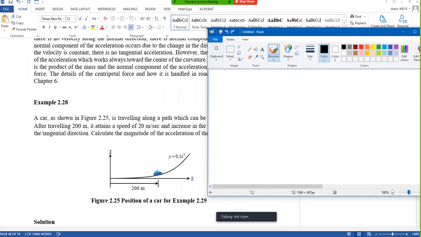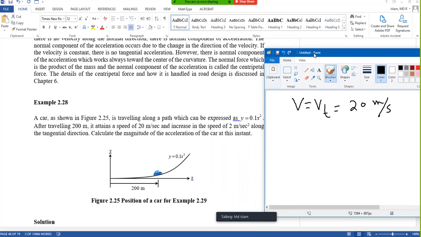So what is this V? V or VT, both are the same. That is your 20 meter per second. What is that increase in speed? This is your change in speed, the change in this speed. So that is AT. Do not consider that as normal. This is the change in speed only. So AT is 2 meter per second square. And how much did you travel? 200 meter. This is a straight path. If the car path is like this, there will be a normal acceleration this way. It is not that radius. We need to find this radius.